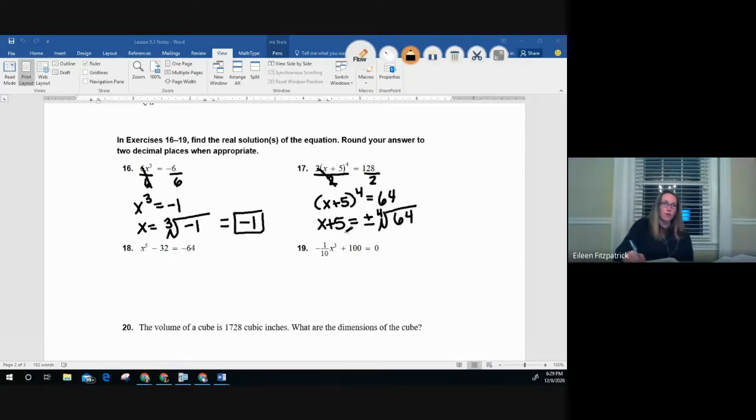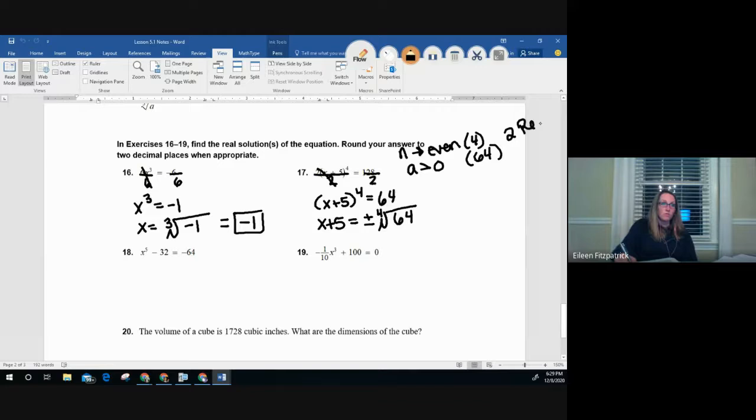Now, how did I know it was plus minus? It's because of what we started class with. Because n is even, and the n is a 4. And because my a is greater than 0, your a value is 64, that indicates that there should be two real solutions. So if there's two real solutions, I need that plus minus, okay?